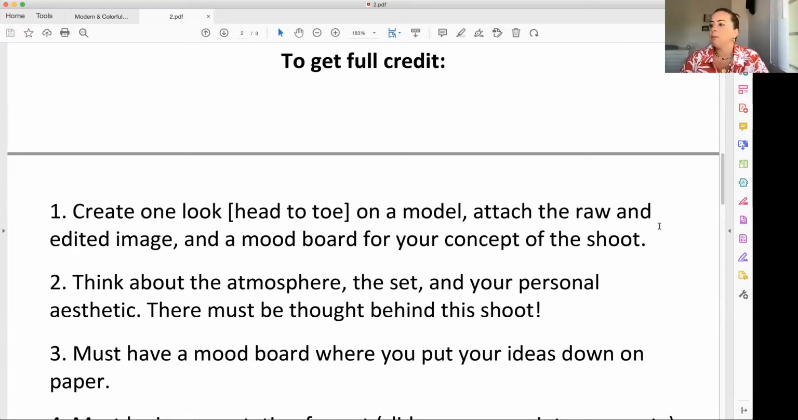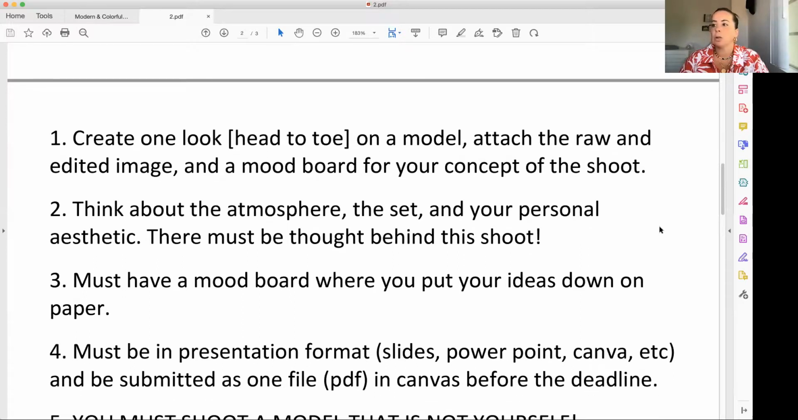Okay. And you're responsible for creating one head to toe look. What that means is that you are thinking about hair. You're thinking about makeup. You're thinking about the outfit itself. You're thinking about accessories. You're thinking about props. You're thinking about anything that is going to complete a look head to toe.